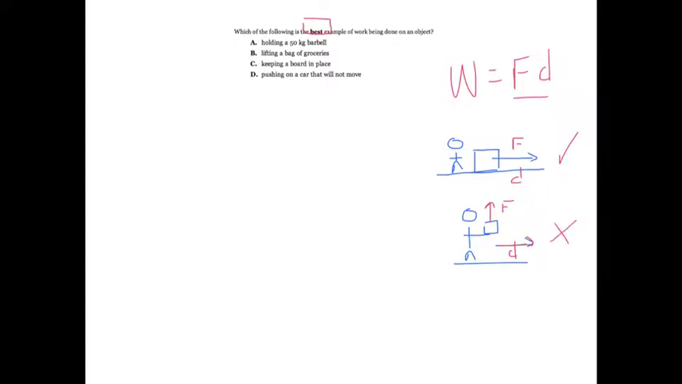So let's see. Holding a 50-kilogram barbell. Nope. If you're holding something, it's not moving any distance, no work. Lifting a bag of groceries. Well, if you lift a bag of groceries up off the floor, you had to lift up, it moves up, it's the same direction, so work does get done here, but let's just check the other two. Keeping a board in place, the board's not moving. Pushing a car that won't move, oh man, all of these aren't moving. There's no distance in any of these. That one's easy. B, lifting a bag of groceries is the best example of work being done.